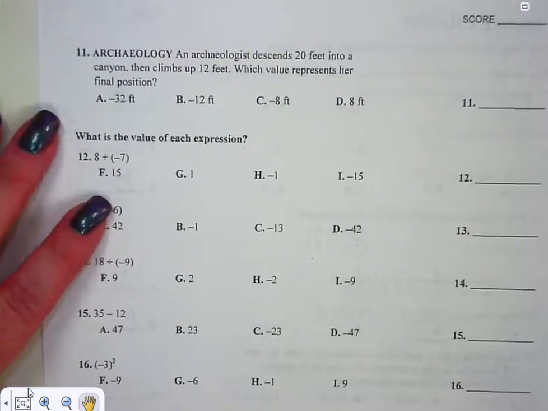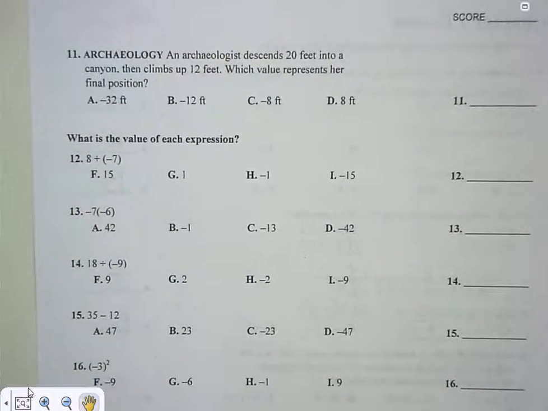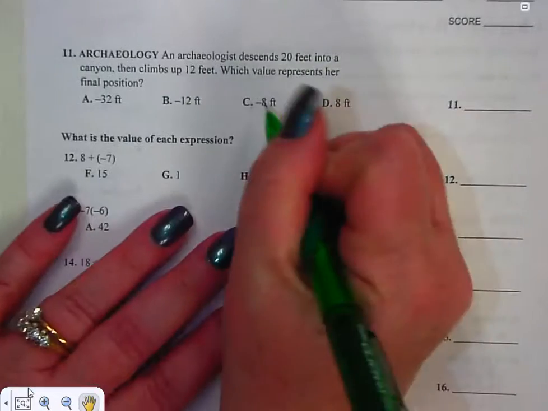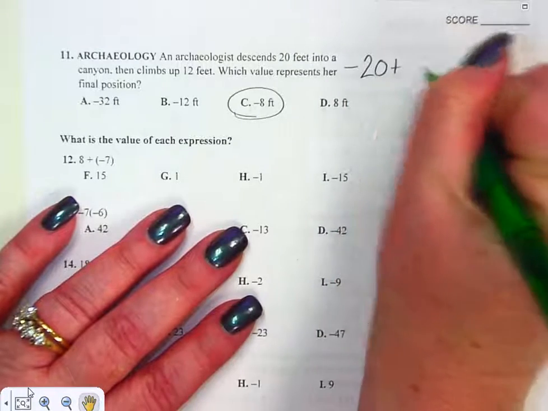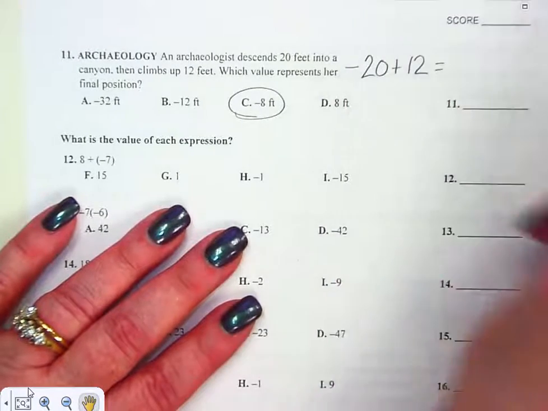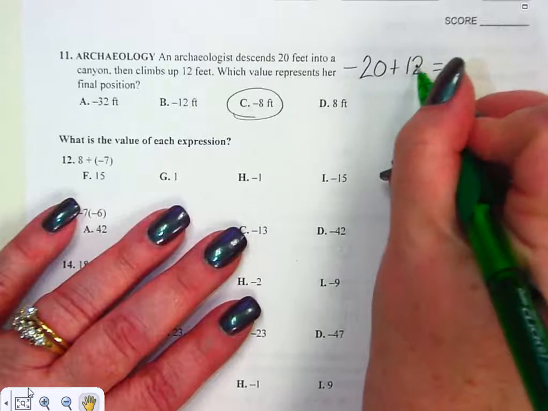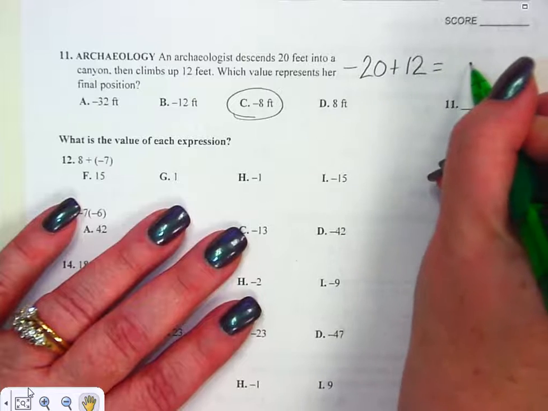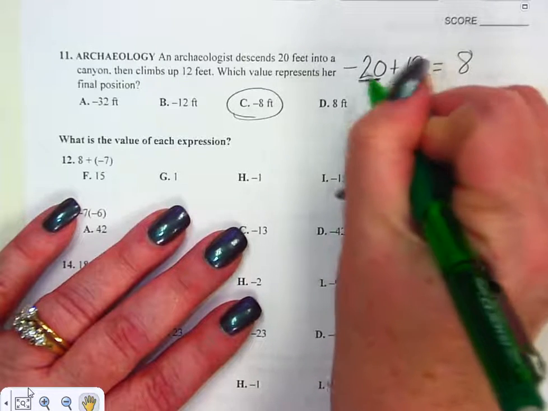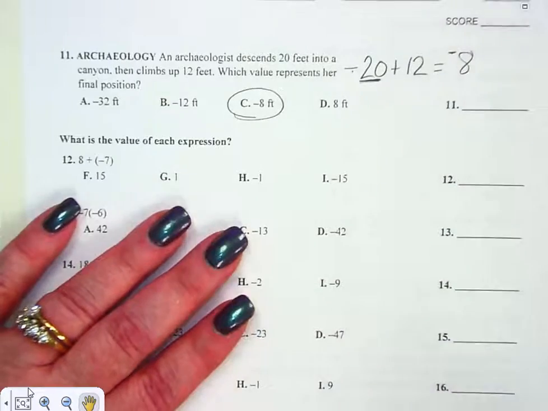Number 11, archaeology. An archaeologist descends 20 feet into a canyon and then climbs up 12 feet. Which value represents her final position? Mason? C, negative 8 feet. It's negative 20 feet plus 12 feet back up. When the signs are different, we're going to subtract. 20 minus 12 is 8. 20 has the greatest absolute value and it's negative, so our answer is negative.